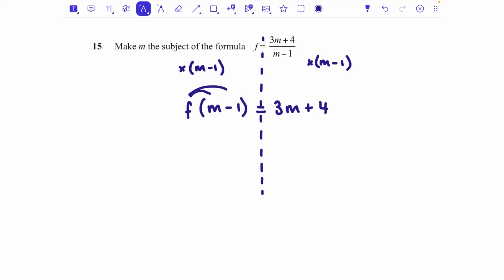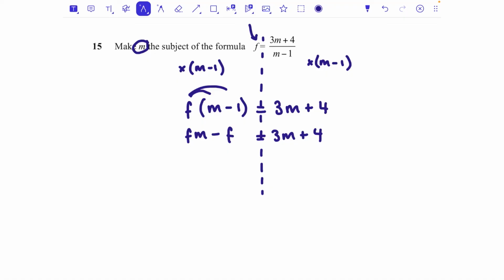Now I'm going to expand that bracket out, and that would be fm minus f equals 3m add 4. Now I'm trying to make m the subject of the formula, which means getting the m on its own and everything else on the other side. Here, f was the subject of the formula, so I want that m to be on its own.